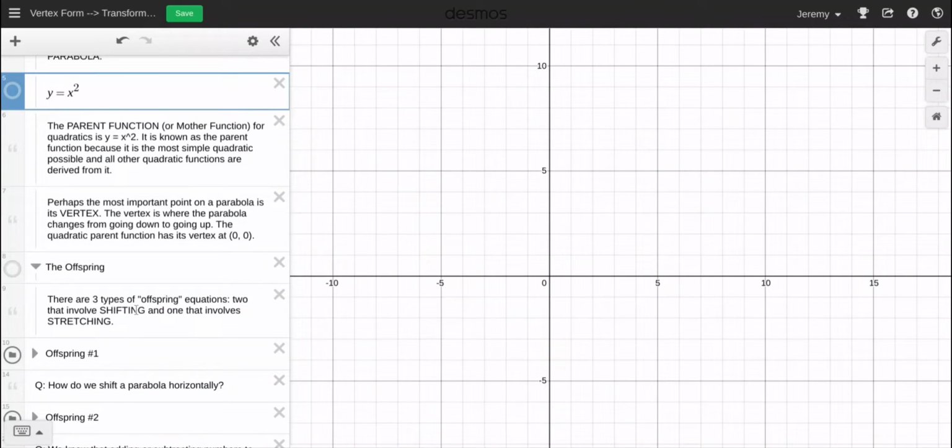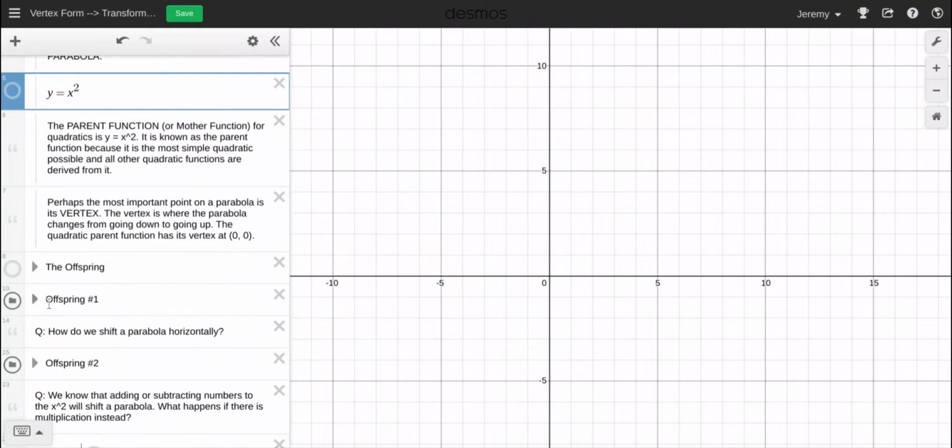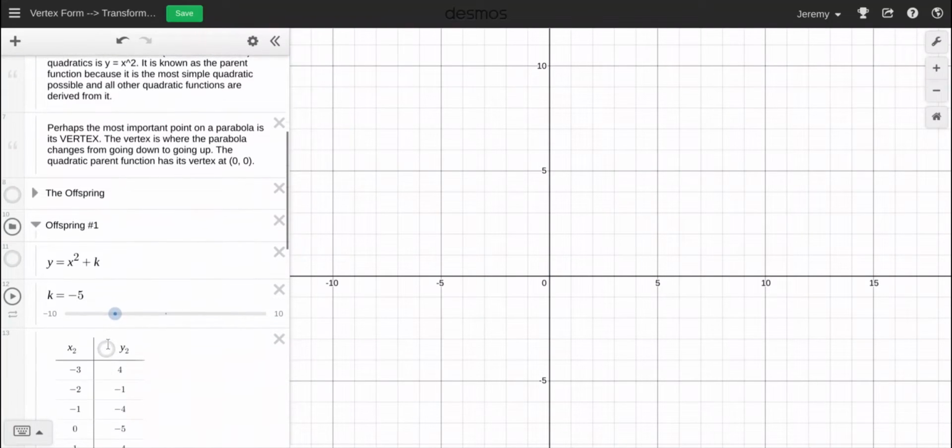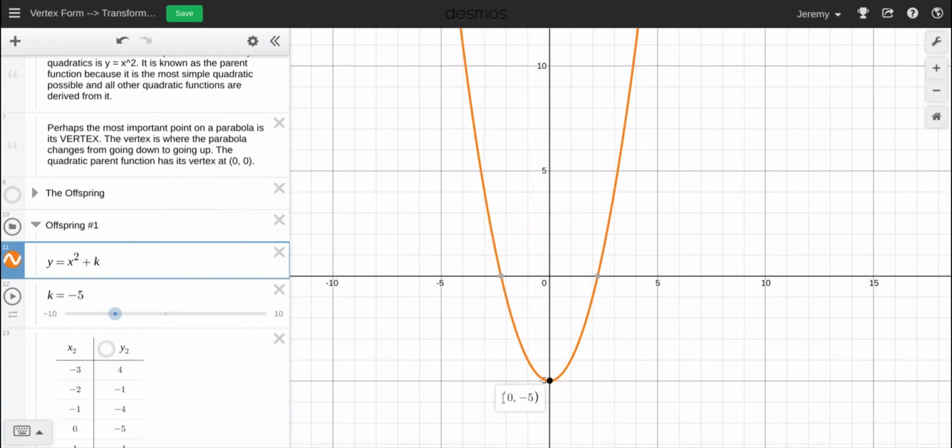There are three types of offspring equations, two that involve shifting and one that involves stretching. So the first one here: what if we take this y equals x squared and we add a value of k to it? Let's start with a k value of -5. What's going to happen? Well, there goes our parent function, and look where it is now. Its vertex is down here at 0, -5.